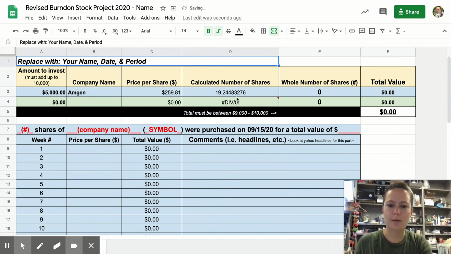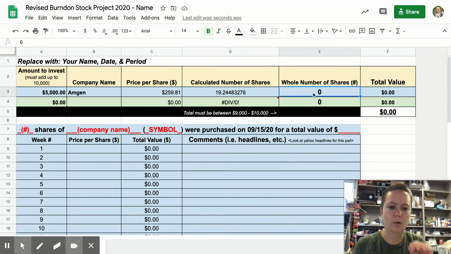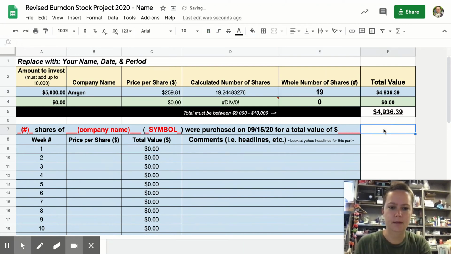And then it should automatically calculate how many shares you can buy with $5,000 at $259.81 per share. Right, so it's basically 5,000 divided by the price per share, but it'll do it automatically for you. And then you need to fill in the whole number of shares. So I would suggest rounding down, right? So the whole number here would be 19, and that'll pop up with your total value here.